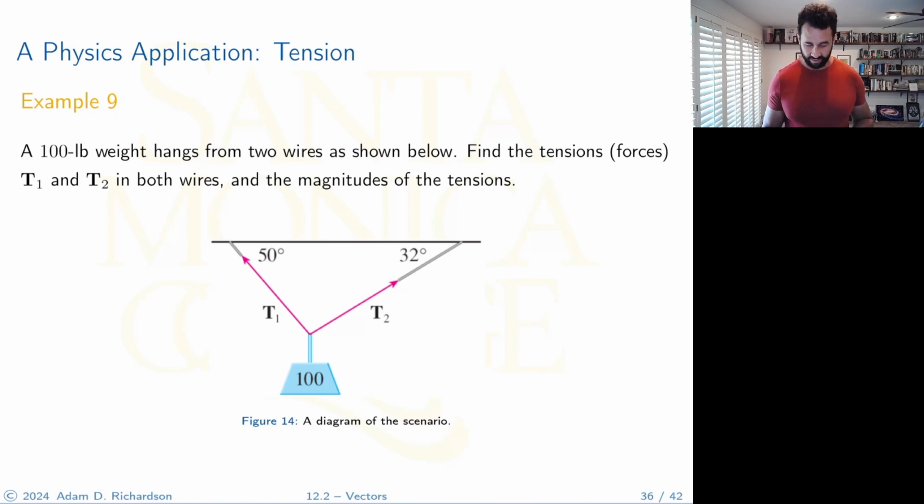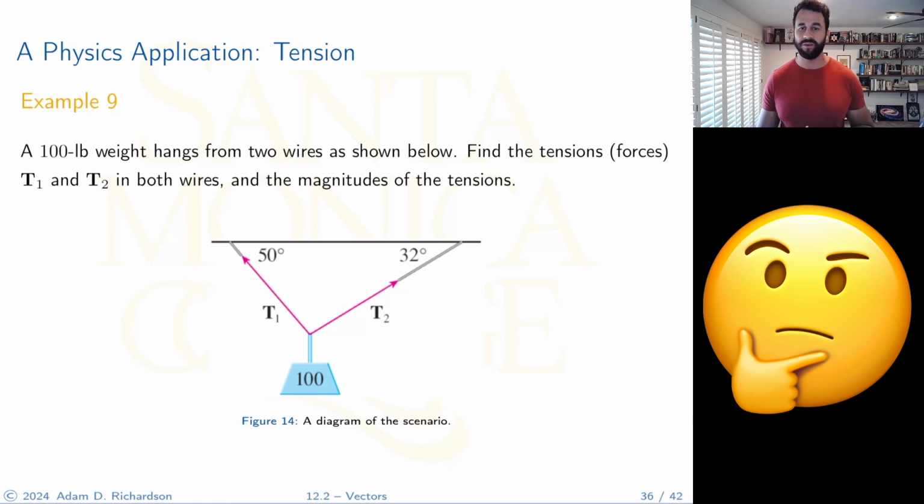So here we go. Let's say we've got a 100-pound weight hanging from 2 wires as shown in this picture. You've probably seen something like this and maybe wondered about it before. Find the tensions, the forces, T1 and T2 in both wires, and find the magnitudes of the tension, like how much strength is involved there. That's the question. So first I want you to just ponder this for a minute. Think about how you could compute this. Look at the scenario, chew on it a little bit.